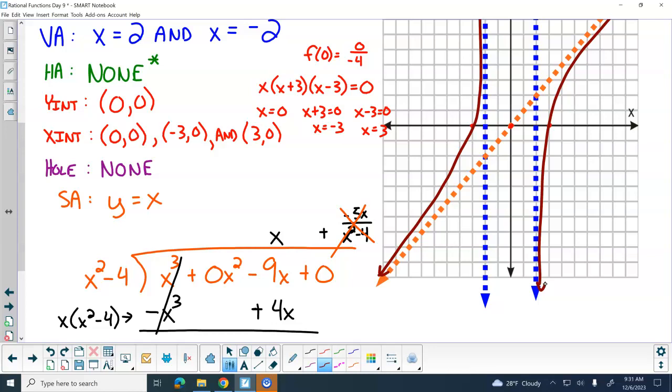We should probably find some points in that one. Okay? So I'm going to try +1 and -1. Okay? My function, again, was x cubed minus 9x all over x squared minus 4. Okay? So if I plug in 1, 1 cubed is 1. 9 times 1 is 9. 1 minus 9 is -8.